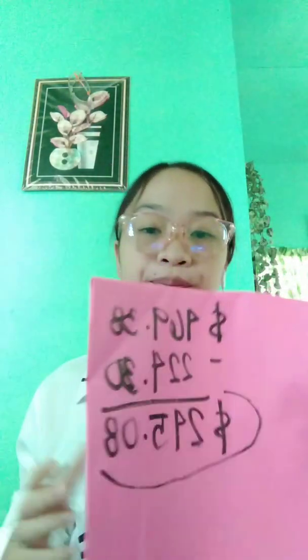Okay, minus now. So, 8 minus 0, of course, 8. 3 minus 3, of course, 0. The decimal point. 9 minus 4, 5. 6 minus 2, 4. And 4 minus 2 is 2. So, the money left with Maria is $245.08. So, here.